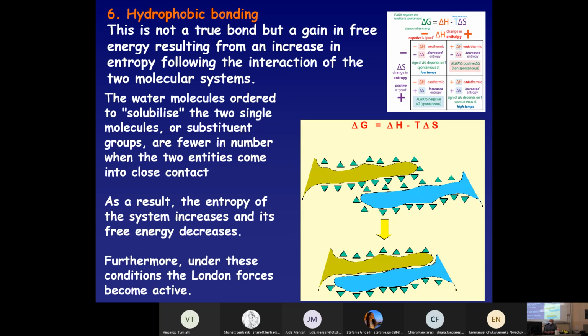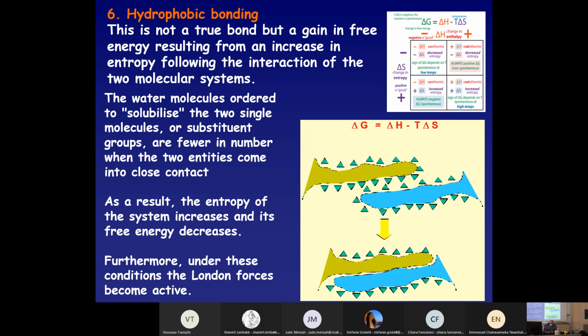There is another important bond able to regulate, to modulate the interaction of a drug with the target. It's called hydrophobic bond. This bond is not a classical bond. No ionic, no covalent, no. It's quite different.